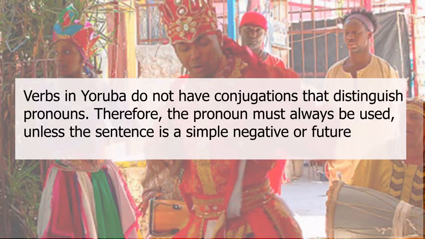Verbs. Verbs in Yoruba do not have conjugations for pronouns, so a verb using the pronoun I or we or they is going to be the same in all forms. The pronoun must always be used in a Yoruba sentence, unless you are using a sentence with just the future tense or just the non-future tense or the past tense. Those are the only times when you don't have to use a pronoun in Yoruba.